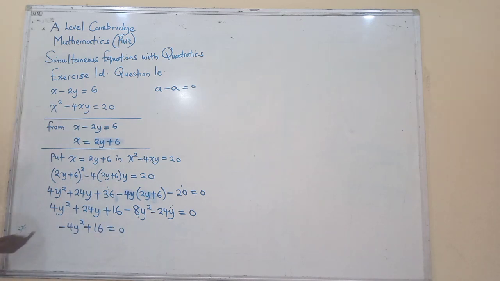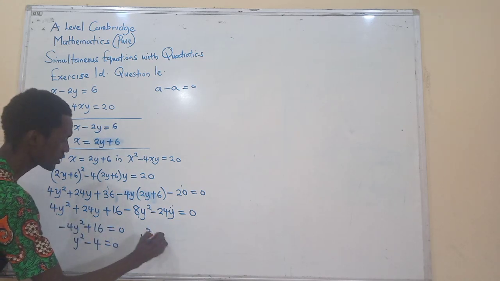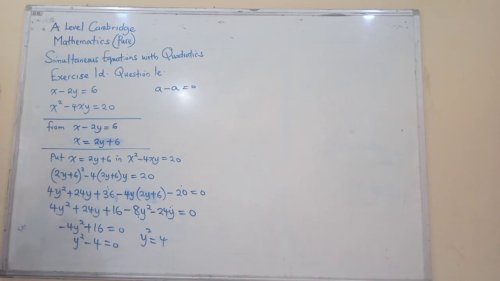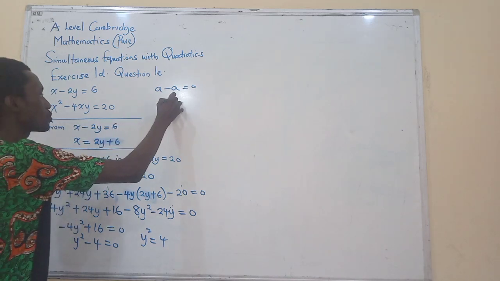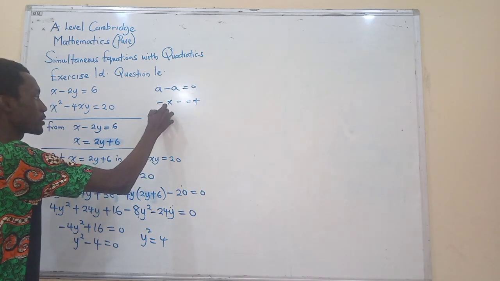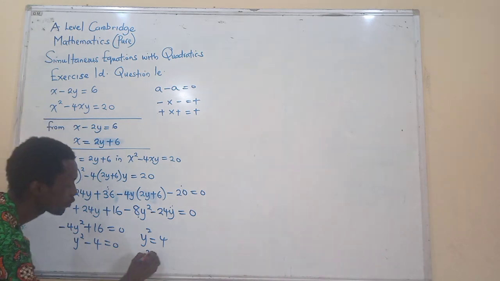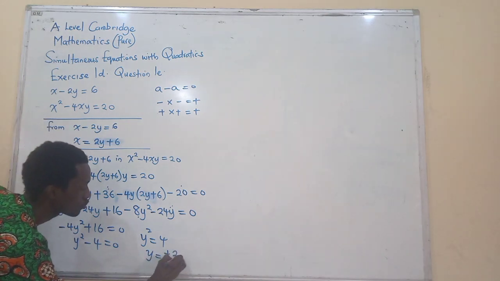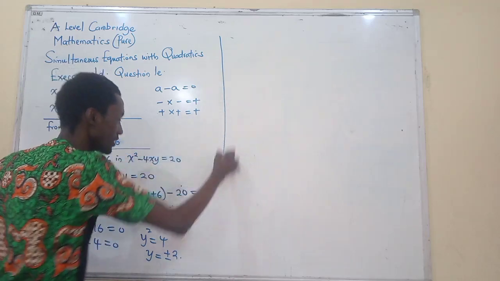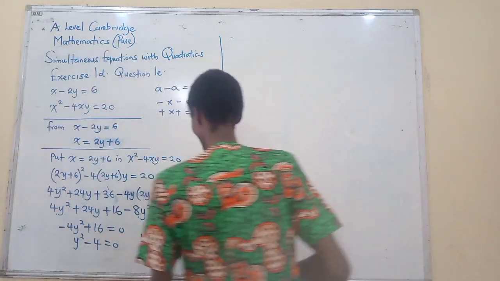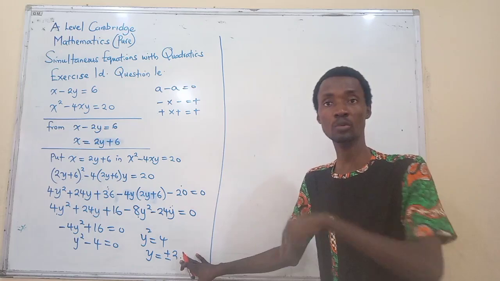So what do you do next? You can divide through by negative 4, and that will give me y squared minus 4 equal to 0. If you do this correctly, you have y squared is equal to 4, and this will generate a plus or minus. Because when you multiply two negatives, you get a plus, and when you multiply two positives, you get a positive also. So y will simply be plus or minus 2.